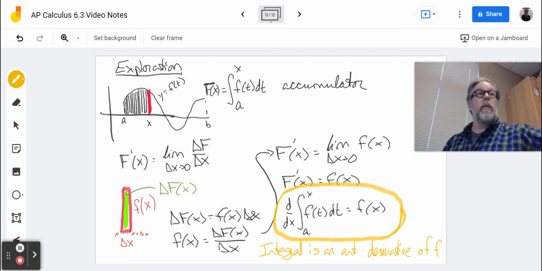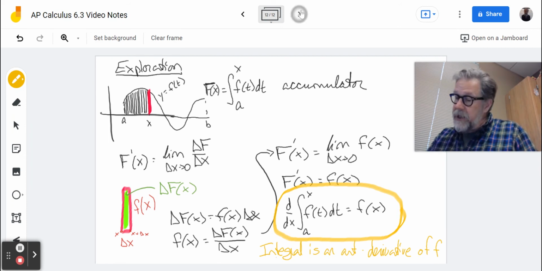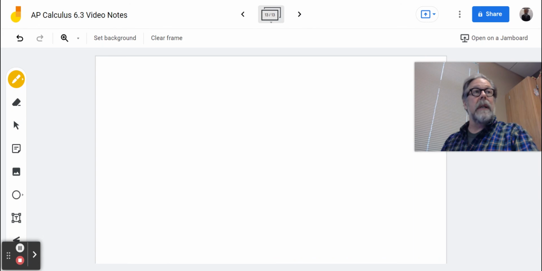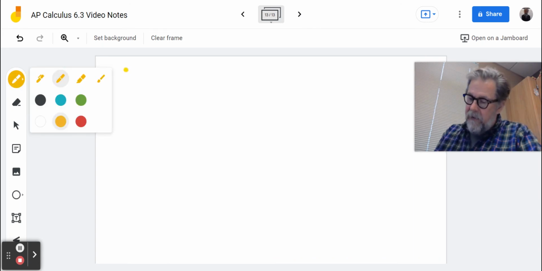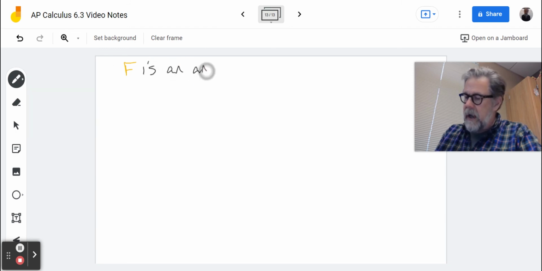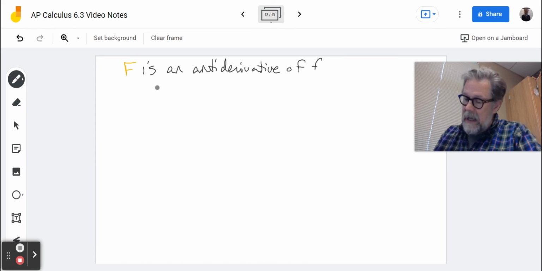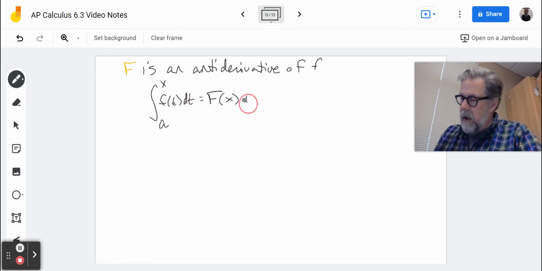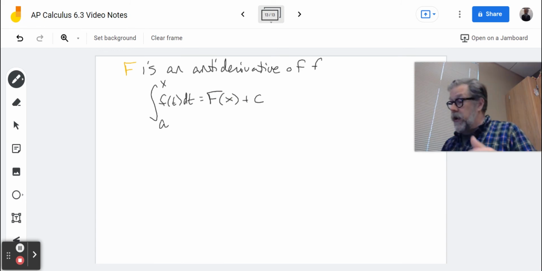So how can we use this? Well, let's dive in a little bit further. We now know that F is an antiderivative of f, which means that the integral from a to x of f of t dt must be equal to the antiderivative plus a constant. Remember the plus a constant. When I take the derivative of F plus a constant, well, the derivative of the constant is 0, and I get the derivative of F.